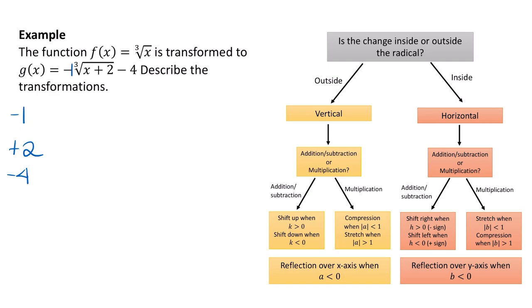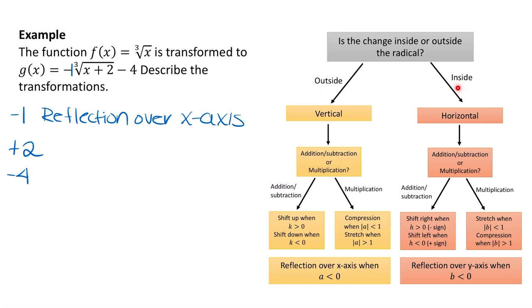So the minus 1 is on the outside, right? So that's vertical. It's multiplying the radical. It's not a compression or a stretch because the absolute value of negative 1 is equal to 1. So that's neither less than nor greater than 1 because it's equal to 1. However, I do have this transformation right here, right? It's a reflection over the x-axis when a is less than 0. So negative 1 is less than 0, so it's going to be a reflection over the x-axis. Another way you can think about it is anytime you see that negative in front, it's going to be reflected over the x-axis.